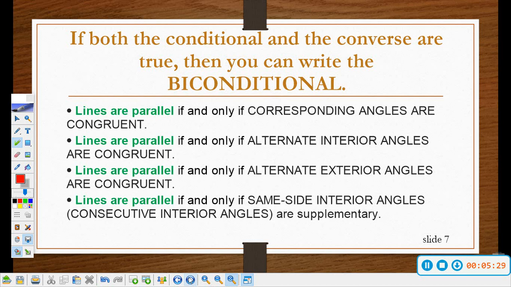So when we have both the converse and the conditional are true, that means that you can write a biconditional statement. So lines are parallel if and only if corresponding angles are congruent. Lines are parallel if and only if alternate interior angles are congruent. Lines are parallel if and only if alternate exterior angles are congruent. And lines are parallel if and only if same side interior angles or consecutive interior angles are supplementary.